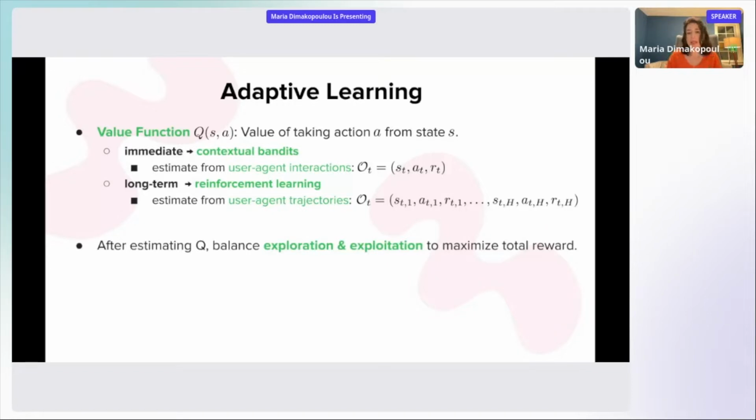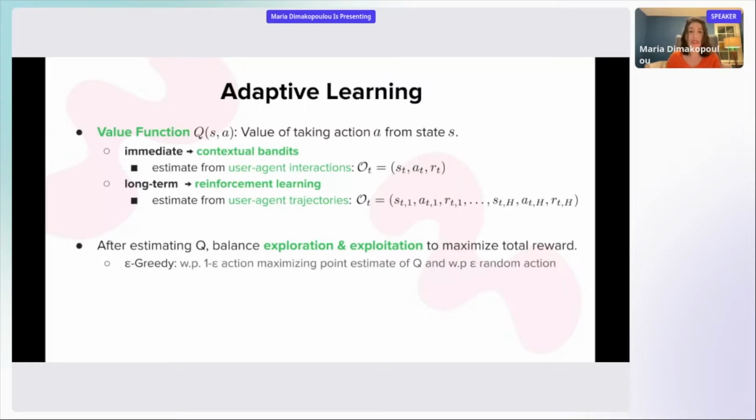So after estimating the value function Q, the agent is going to need to balance exploration with exploitation. And this means that the agent will need to take actions first that bring the maximum value according to the estimated Q function, but also take actions in order to collect learning data for state action pairs for which we do not yet know how to estimate this Q function accurately.